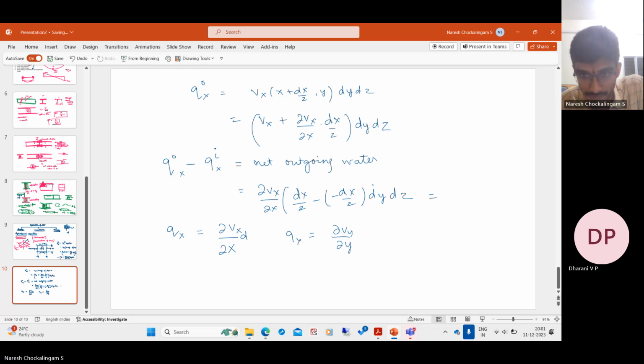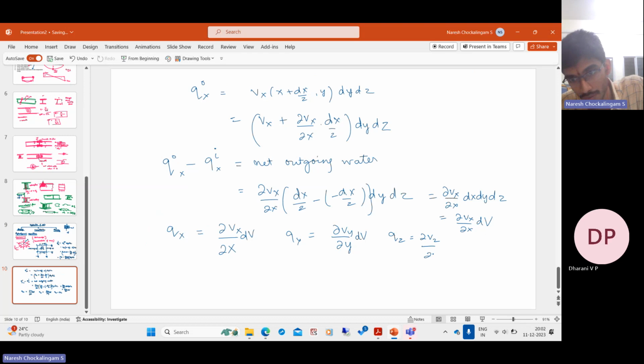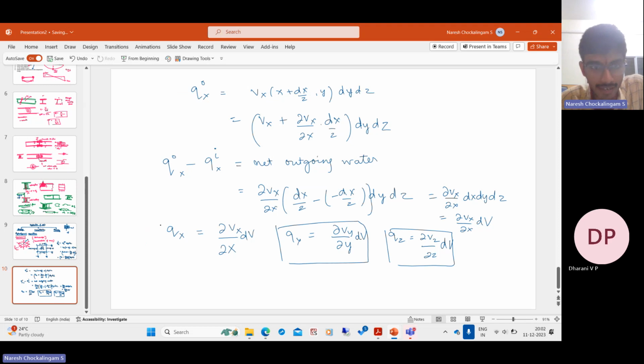So this is partial Vx by partial x, dx dy dz, which is nothing but partial Vx by partial x, dV. So here you have a dV. Similarly, qy is partial Vy by partial y, dV, and qz is partial Vz by partial z, dV. So these are the flows in the x, y, and z directions. Now, what is the total?